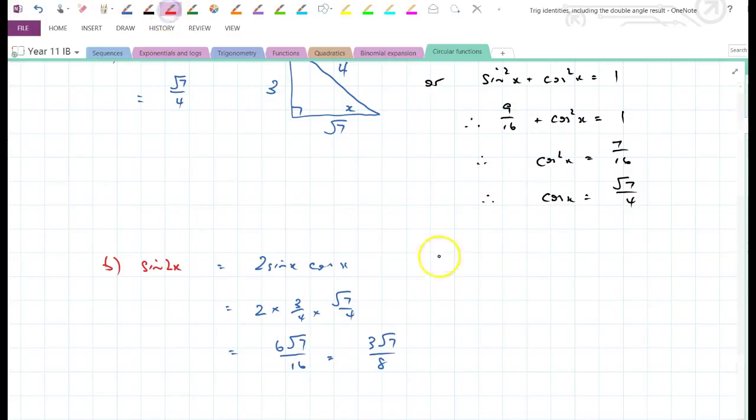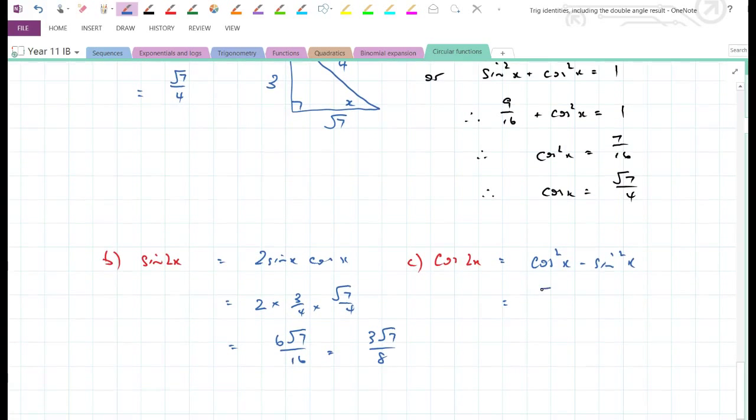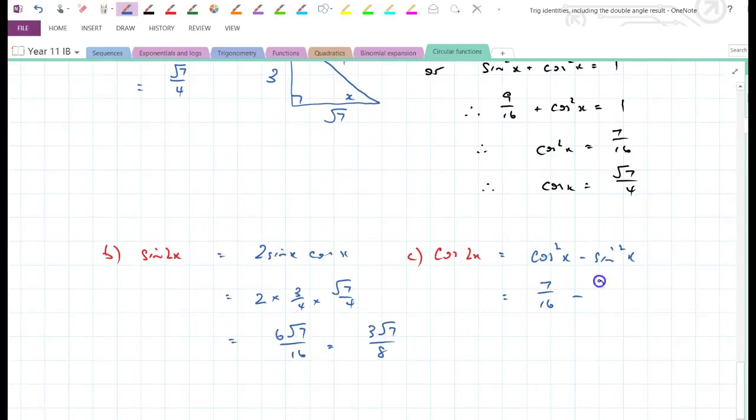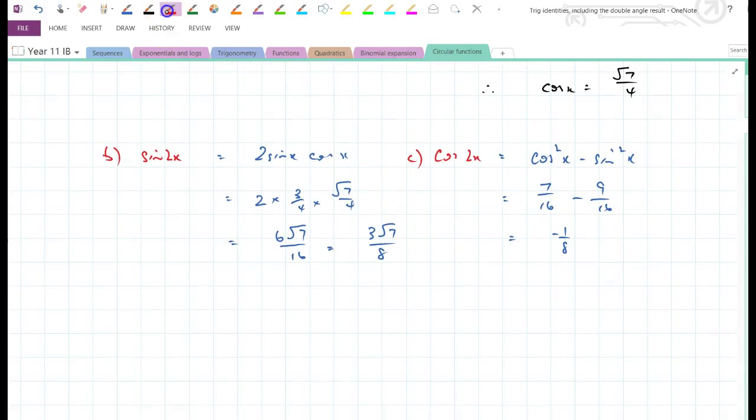I can go and get cos 2x as well. That's part C, because cos 2x is equal to cos squared x minus sine squared x. And I know what these are now. Cos x is root 7 on 4, so this cos squared will be 7 over 16. Sine x is 3 over 4, so that will be 9 over 16. So that will be minus 1 over 8 for cos 2x, which is correct.